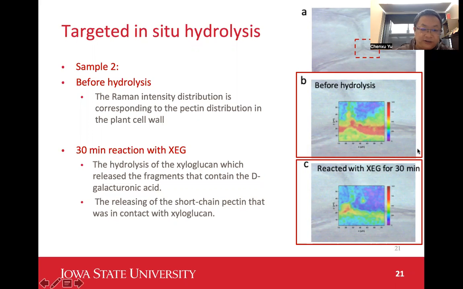We first exposed the surface with XEG for 30 minutes and looked at the change in the Raman intensity. Again, this Raman intensity comes from the 4-ATP label that we conjugate to the pectin and hemicellulose molecular species, so that by looking at the change in 4-ATP intensity, we can get information regarding the distribution of this labeled molecular species in the cell structure.